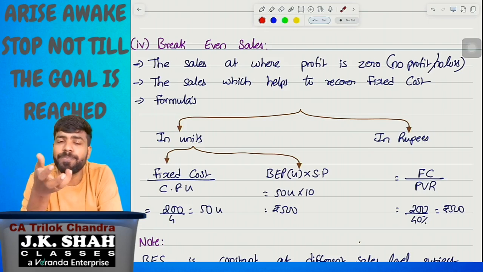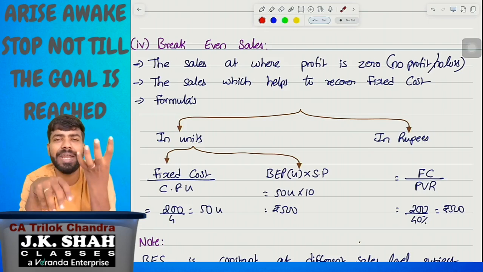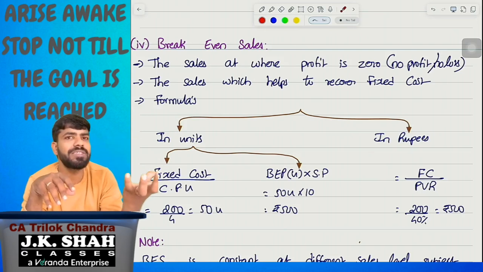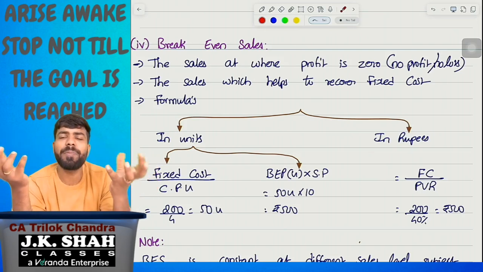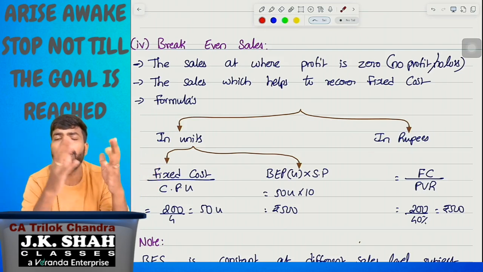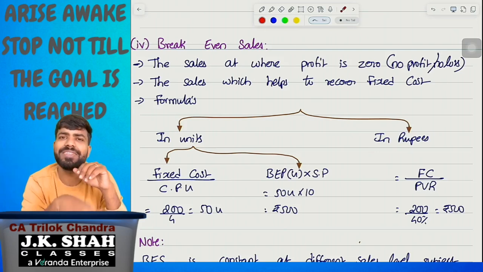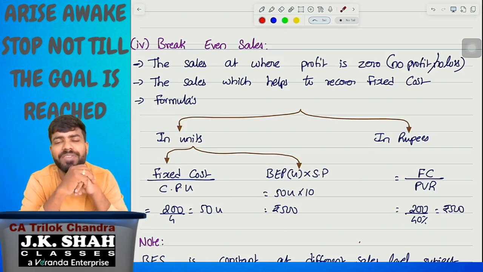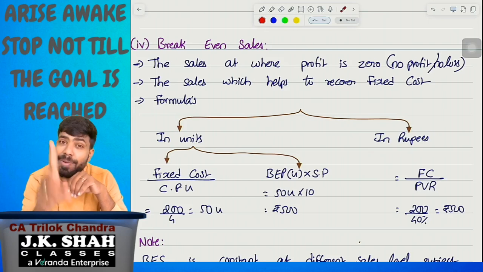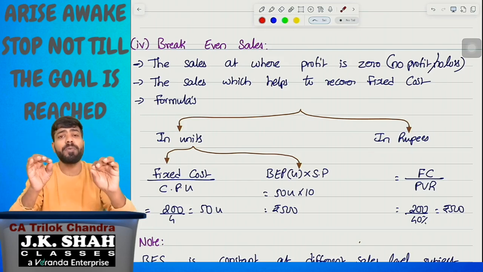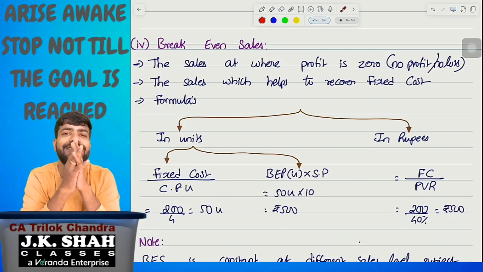How to calculate that? We can calculate break-even sales in units as well as in rupees. In units, the formula is fixed cost divided by contribution per unit. In rupees, the formula is fixed cost divided by PV ratio. One more formula is break-even sales into selling price. And one more thing you need to remember: the break-even point is also constant.